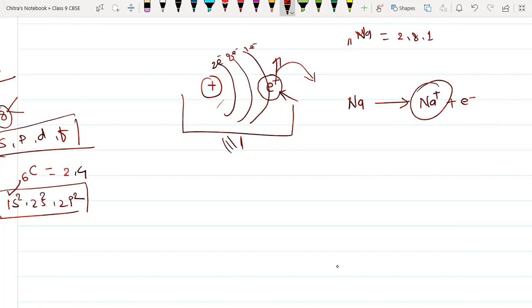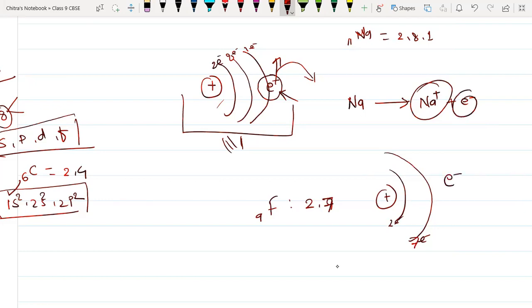Suppose in case of fluorine, atomic number is 9, its electronic configuration is 2 and 7. So in the outermost shell, fluorine has 7 electrons. Suppose that electron, if we place it in its electronic cloud, has higher energy than this particular shell. That means if that electron wants to fit here, it has to lose energy. Sir, I didn't understand.